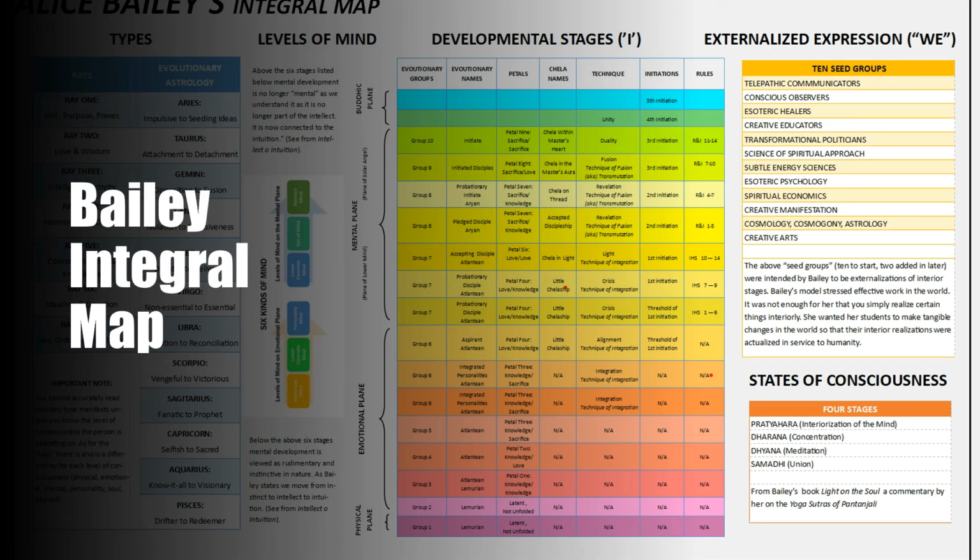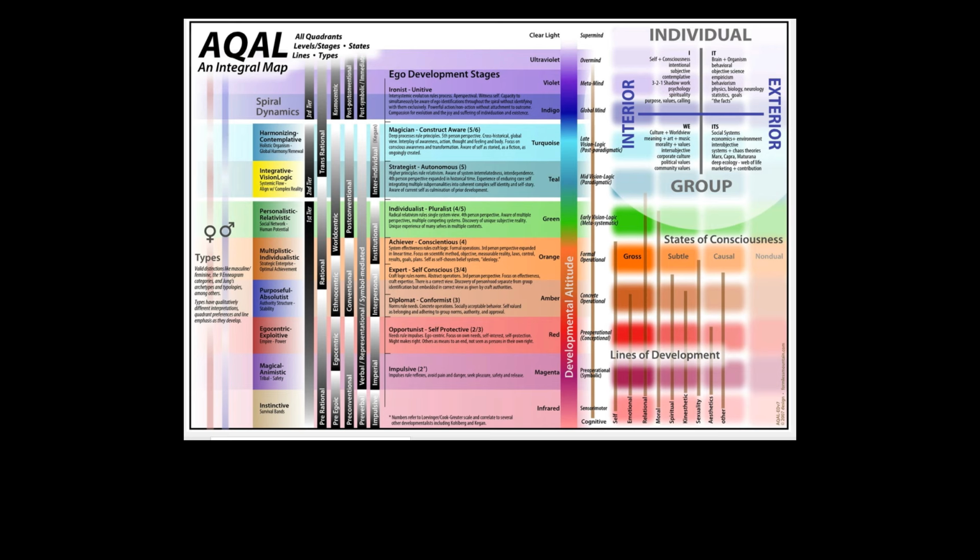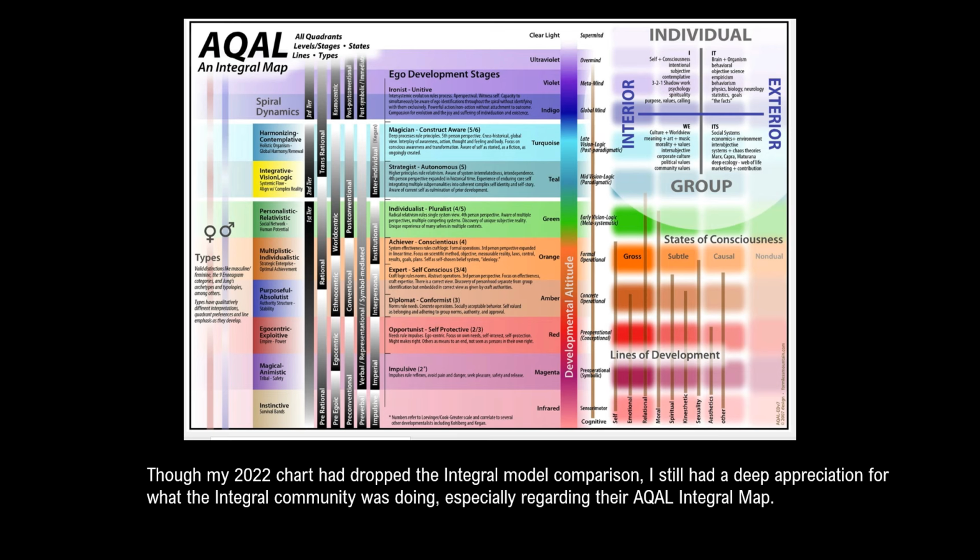Now we're going to come to the Bailey integral map. Though my 2022 chart had dropped the integral model comparison, I still had a deep appreciation for what the integral community was doing. I have been a subscriber to them, and I follow them. I've been to a couple of their online conferences, etc. And I especially have a lot of respect for this A-qual map that they put together. There's some really innovative things that they were doing here that I still have deep appreciation for.